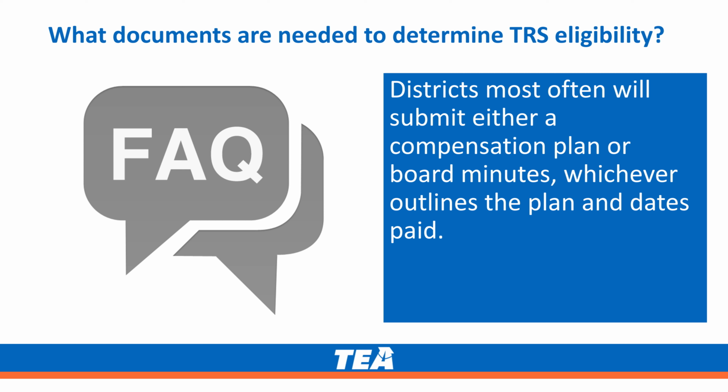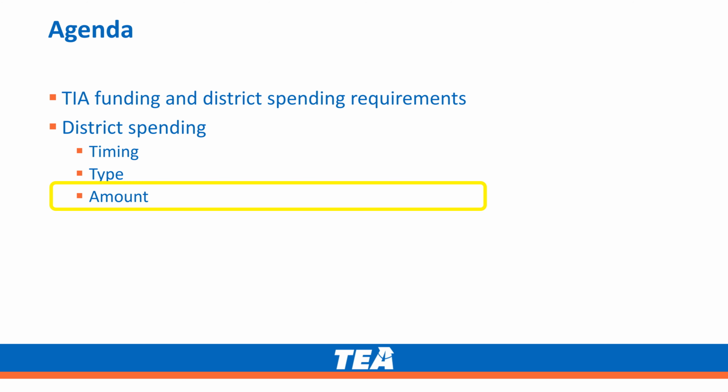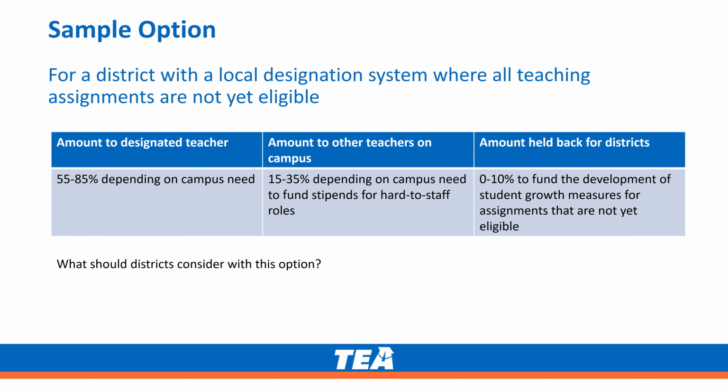Districts most often will need to submit either a compensation plan or their board minutes, whichever document outlines the plan and the dates paid. We will now review the last decision that districts will need to decide, which is the amount of the allotment that will go towards the designated teacher, or to other teachers on the campus, or to the district. We will now review a sample option that is found on this slide.